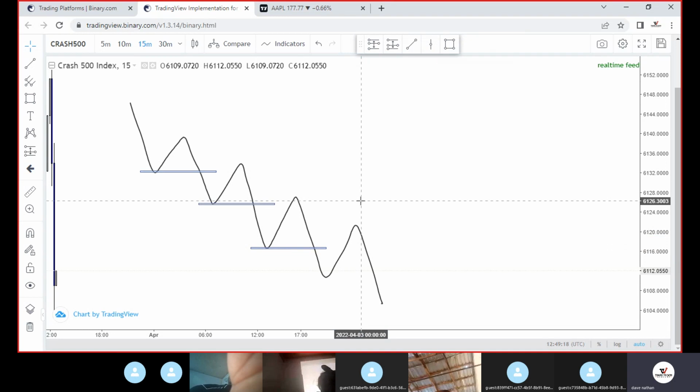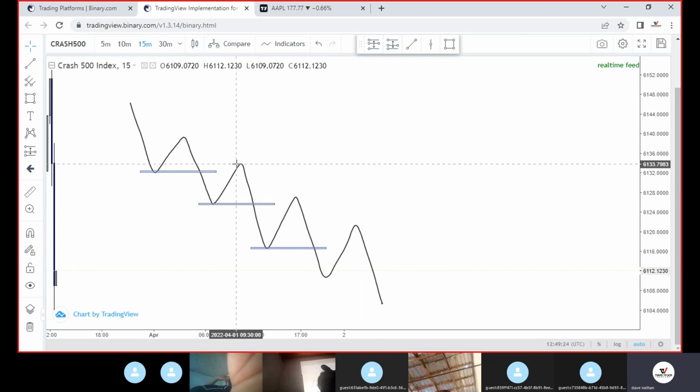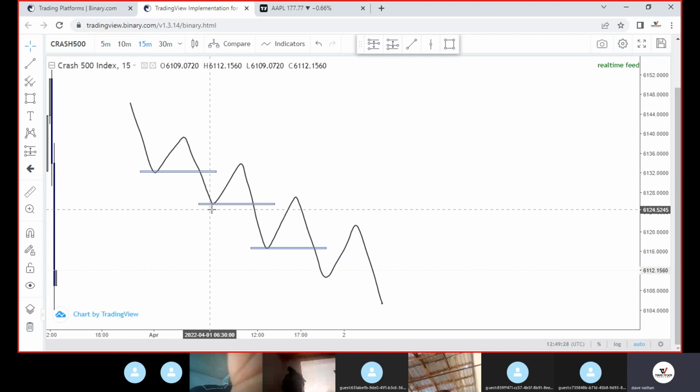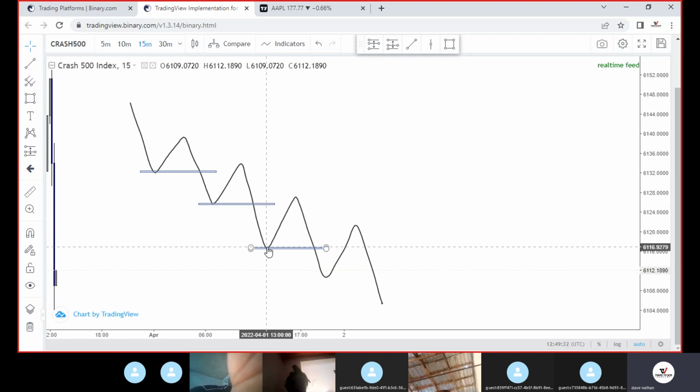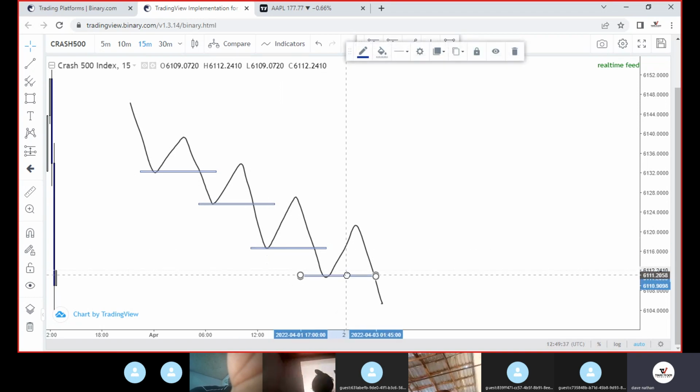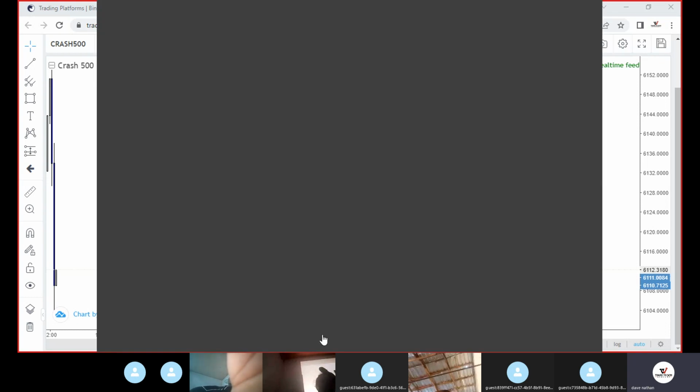Now after you've done this, the next thing you want to do is ask: where did this break happen from? This break you see here, where did it happen from? This break you see here, where did it occur from? And then this final break you see here, where did it occur from?